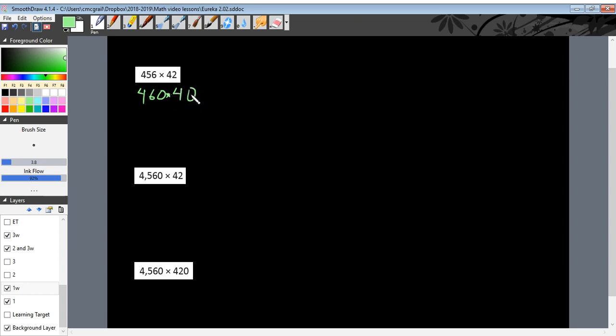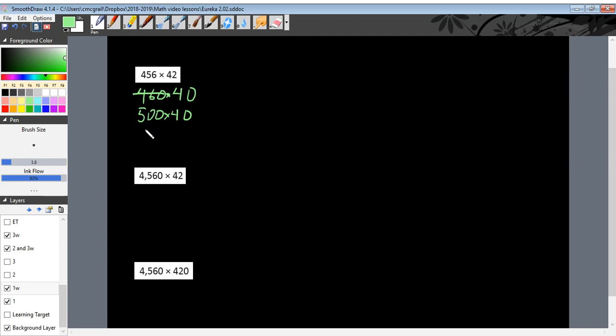Now, this does make the problem a little bit easier, but I still am not sure I can do this in my head, 46 times 4. So instead, I'm going to round this number, not to the nearest 10, but I'm actually going to round it to the nearest 100. And so I can do 500 times 40.